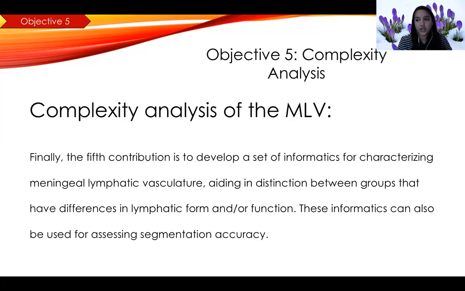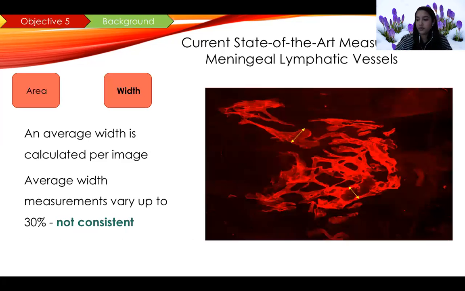Now that segmentation is in hand, the fifth contribution is to develop a set of informatics for characterizing the MLV. These measures can also be used to assess segmentation accuracy. Some measures currently taken on the vessels are area in microns and average width. And some other measures also include number of sprouts or branches, length, etc.